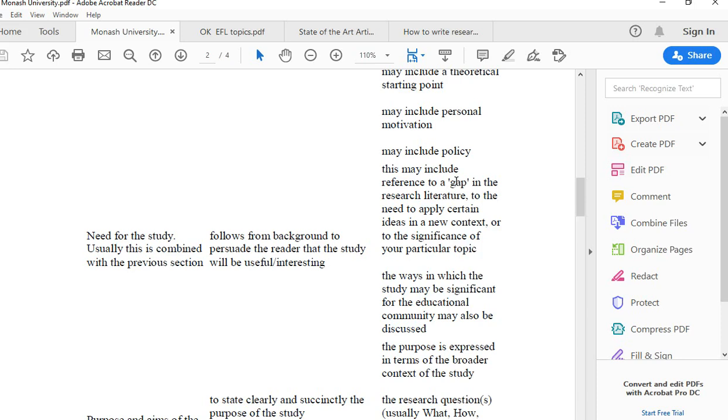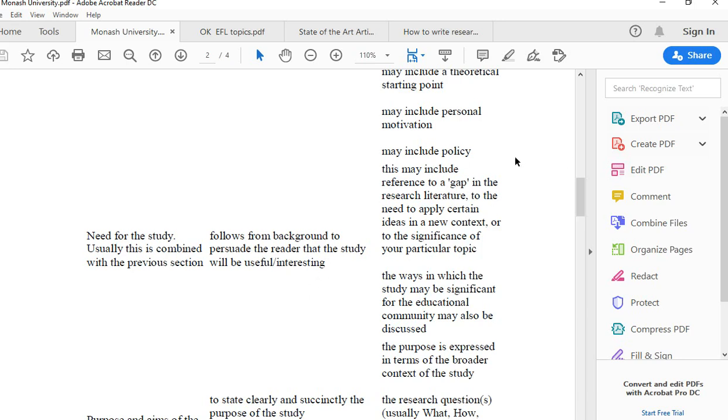Apart from that, the significance of your particular topic should be stated in this section. We have another subsection which is called the significance of your study. This is a subsection in the background of the study as well. So the need for the study, usually combined with the previous sections, follows from the background to persuade the reader that the study will be useful and interesting, right? In the background, you are going to persuade the reader that the study will be useful and interesting.